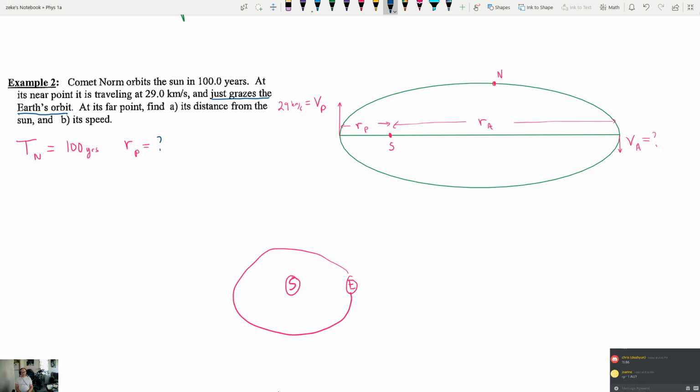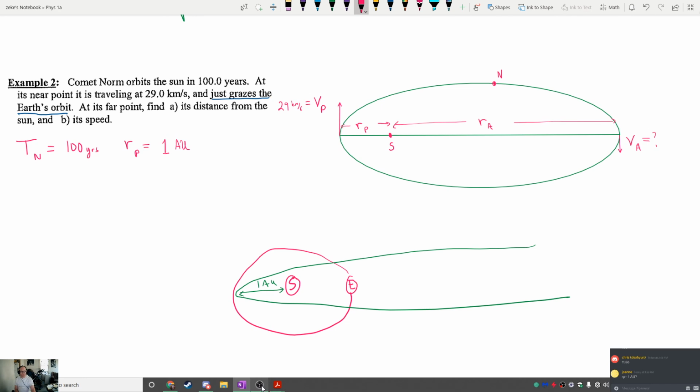RP equals 1 AU. Thank you, Joanne. That's right. The idea is that our comet is basically coming in here, and it gets close, and then it kind of goes away like this, so that this distance right here is the same as 1 AU. So R sub P then has to be equal to 1 AU. Okay. Does that make sense? Do you have any questions about that?